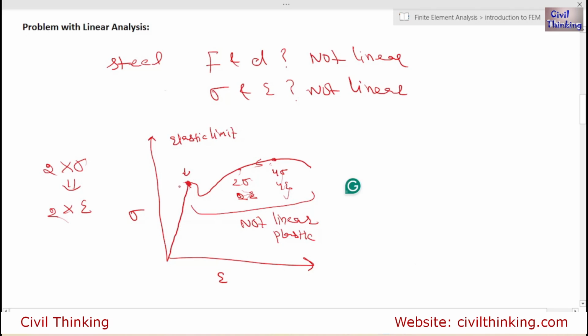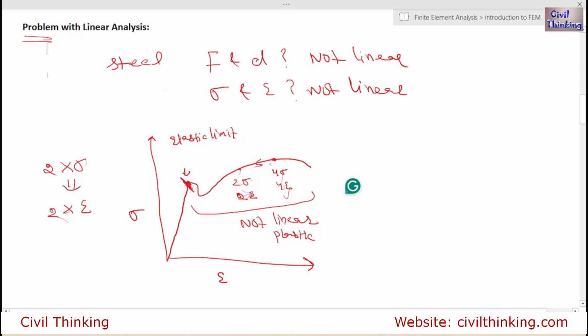The linear analysis exists up to this point, right? Simple. And when you go beyond, this is not a straight line, this is not linear. Now what our actual topic is, the problem. We have to see the problem. The basic problem in FEM is, up to the elastic limit we don't have any problem. No problem up to this.